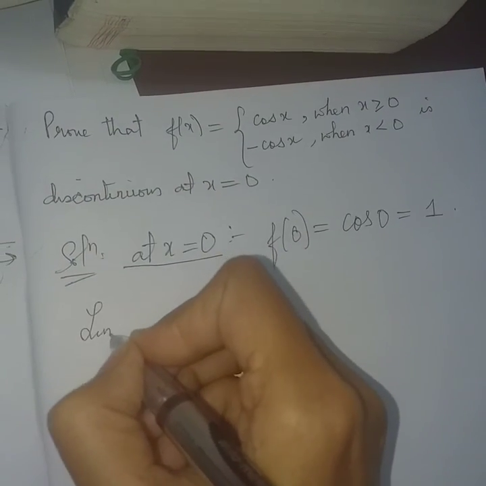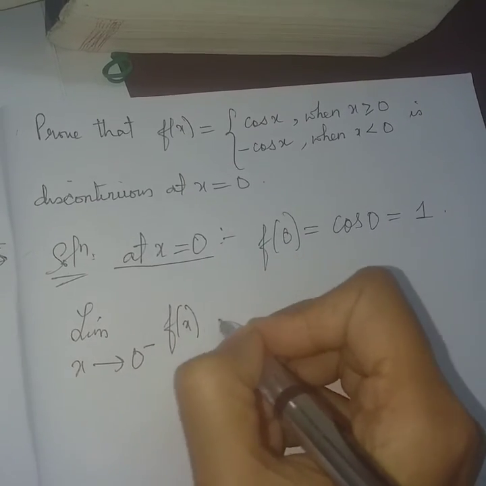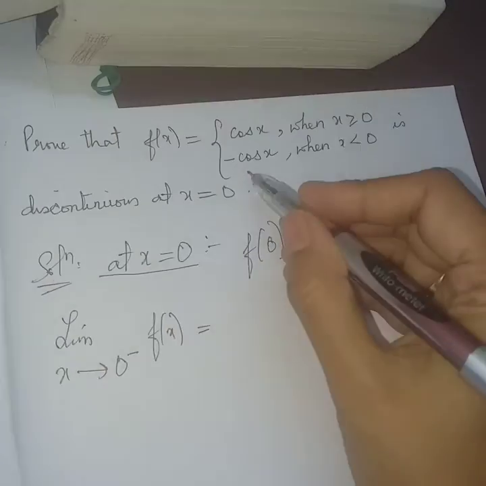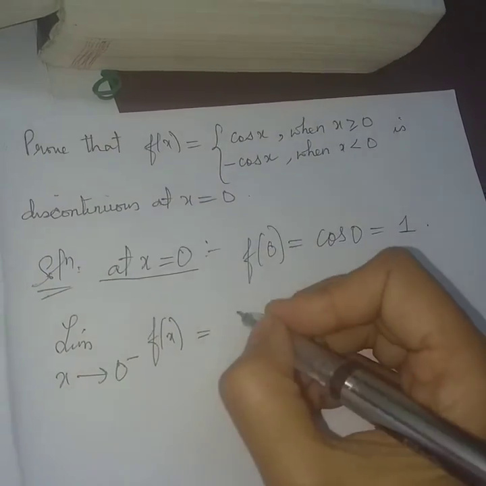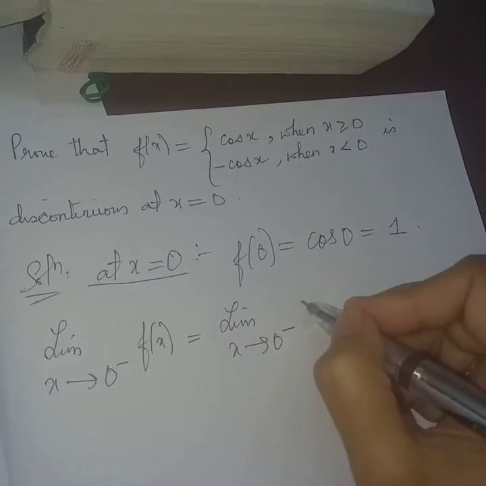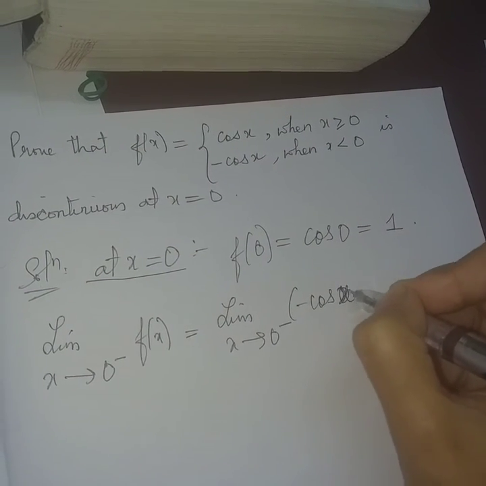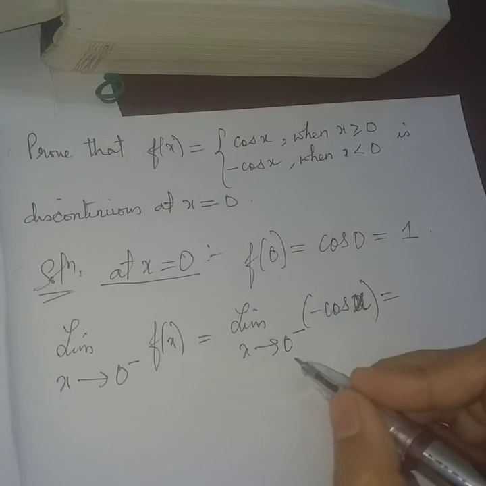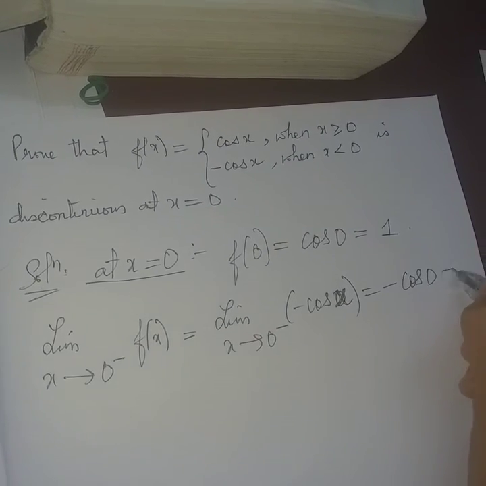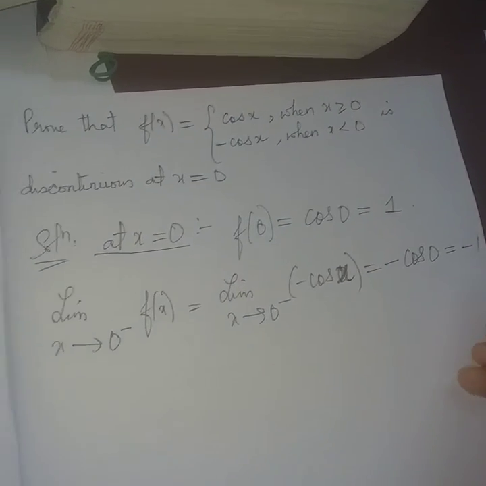And for a point slightly less than 0, it will be this function. So if you write 0 minus, it means for a point slightly less than 0, the function will be minus cos x. That means minus cos 0. So this is minus 1. Cos 0 is 1, so with minus we have minus 1.